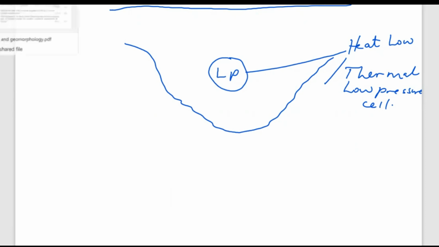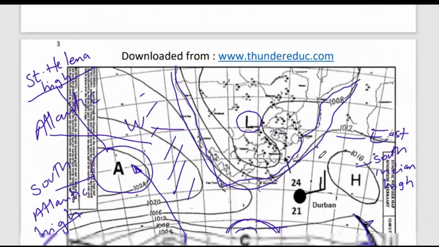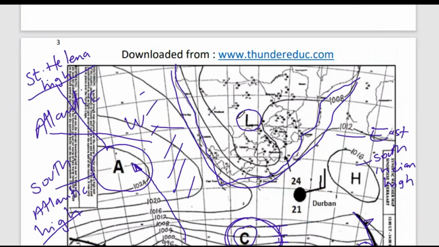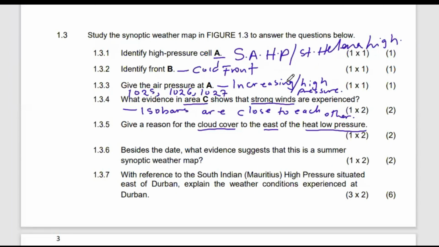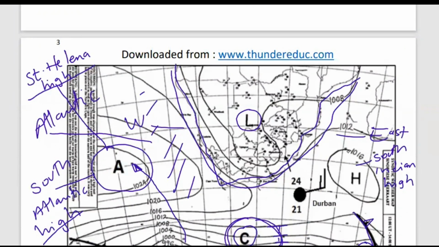Okay, going back to our question, it says, give a reason for the cloudy cover to the east of a heat low pressure. Let's check the diagram here. This is a heat low, and this is the east of a heat low. You can see these dark spots; all these are indicating cloudy covers, overcast cloudy covers. What does that mean? That there are a lot of clouds that have formed to the east of a heat low.